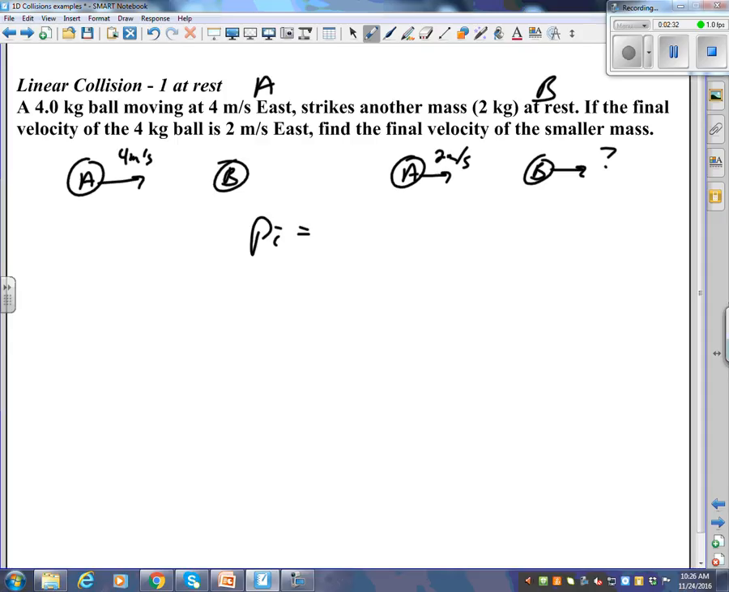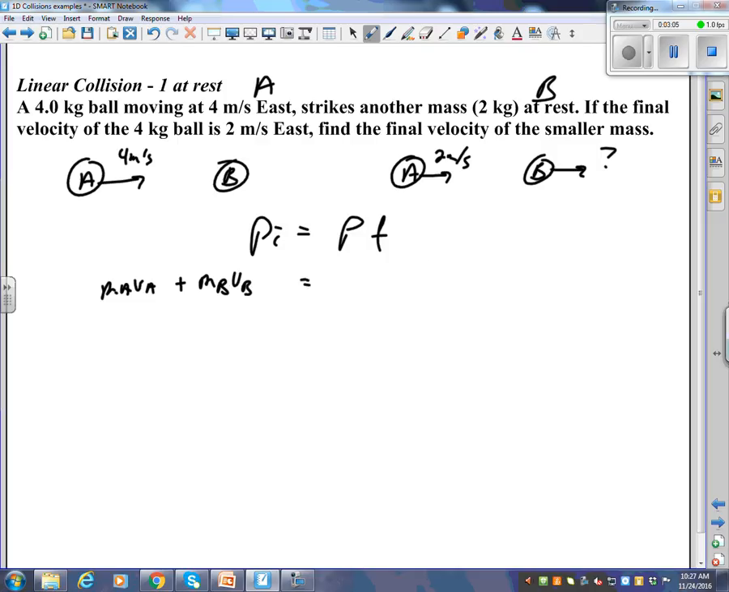So, PI is PF. What does that mean? Initial momentum is equal to final momentum. So what makes up the initial momentum? Well, we've got ball A and ball B, so it's going to be MAVA plus MBVB.